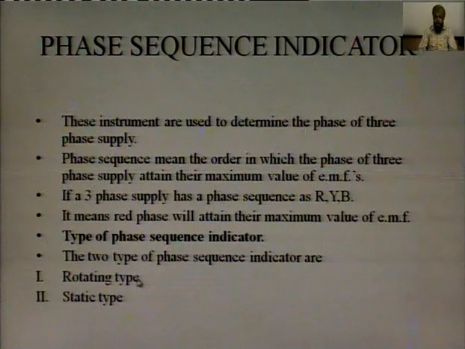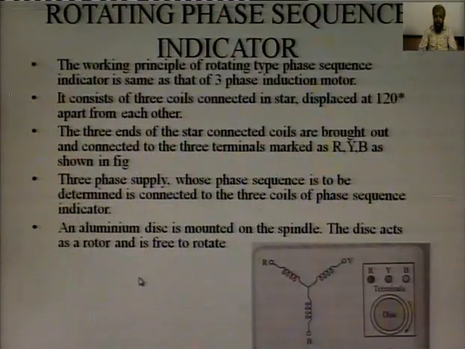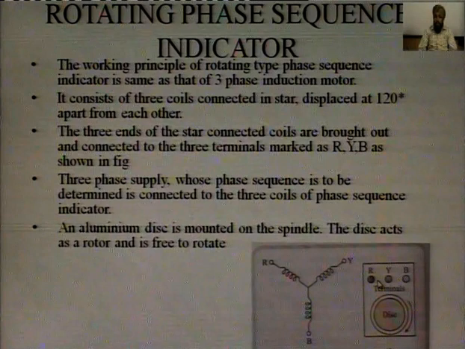Two types of phase sequence indicators are used. First is the rotating type and second is the static type. The rotating type consists of three coils connected in star, displaced at 120 degrees apart. The three ends of the star-connected coils are brought out and connected to three terminals marked R, Y, B as shown in the figure. The three-phase supply whose phase sequence is to be determined is connected to the three coils of the phase sequence indicator.